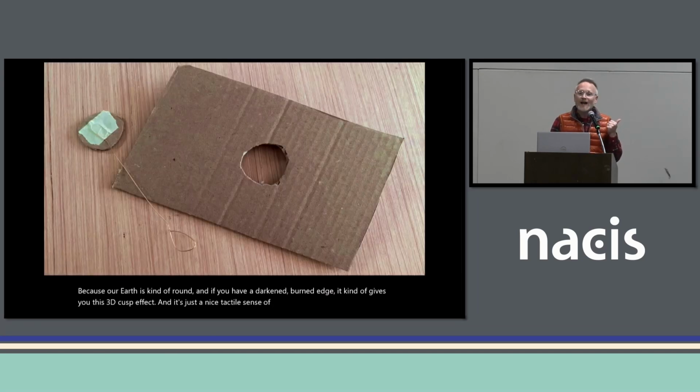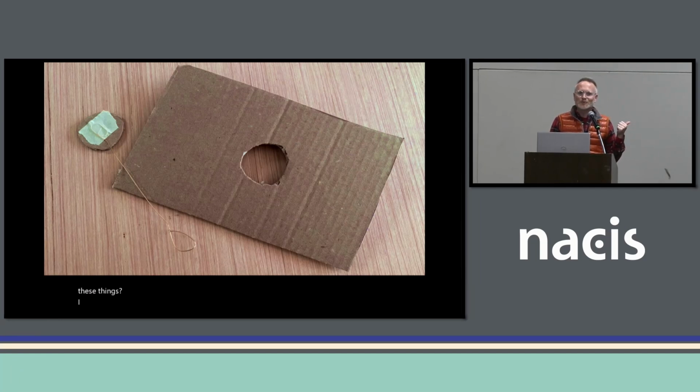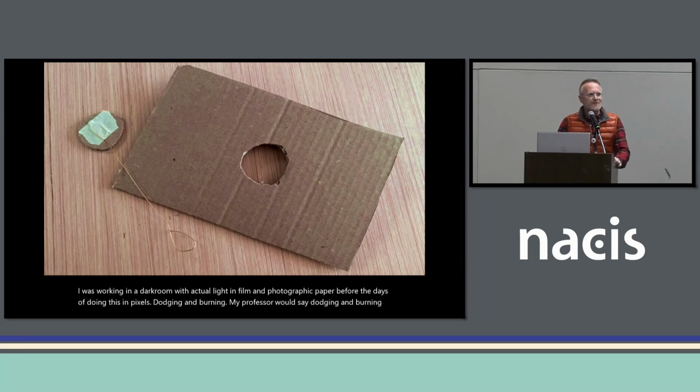These are the tools that I used when I was a minor in photography back in my college days. Does anybody recognize these things? I was working in a darkroom with actual light and film and photographic paper before the days of doing this in pixels. Dodging and burning. And my professor would say, dodging and burning, because I went to Central Michigan University, and we don't say ing, we say in. Dodging and burning.